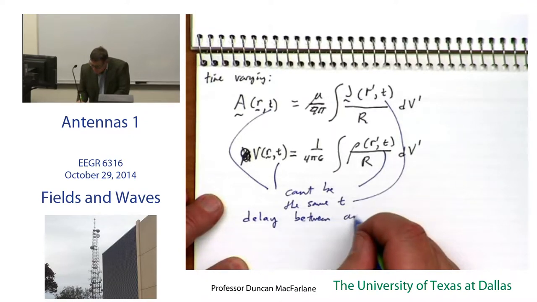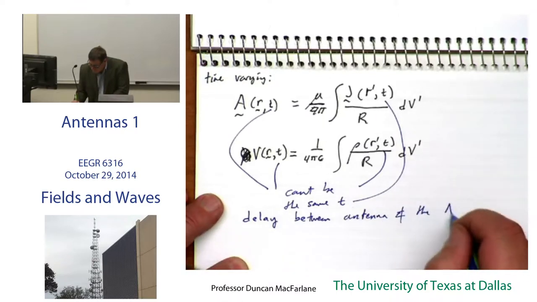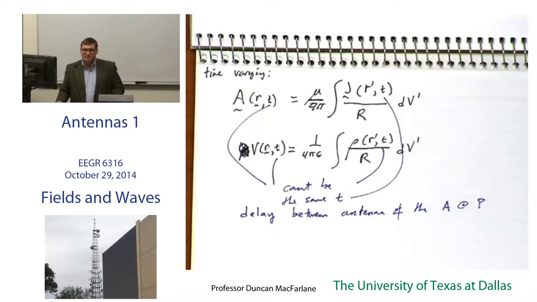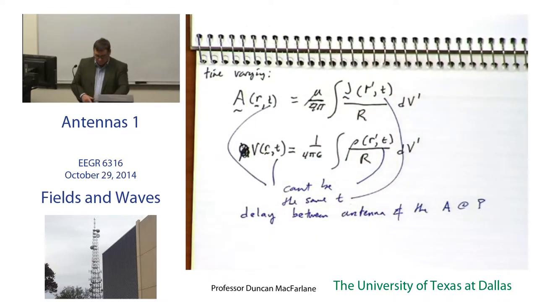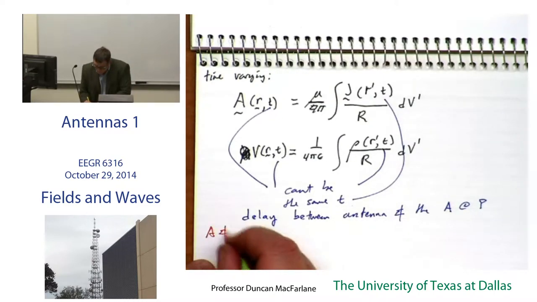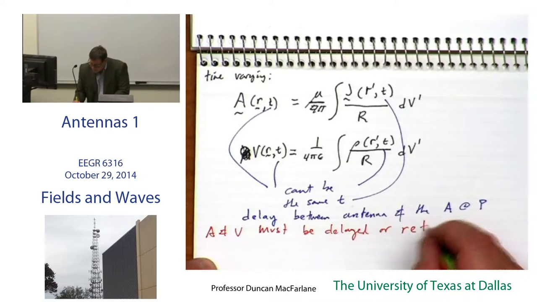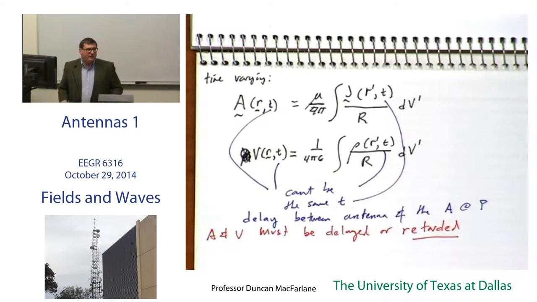between the antenna and the A that's located way off the antenna, a foot a nanosecond. So the signal that gets here, the signal that's the response at A and V, must be a delayed response to the change in the current or the charge. And the formal word that we use is retarded. Okay? The potentials are retarded behind the current change.